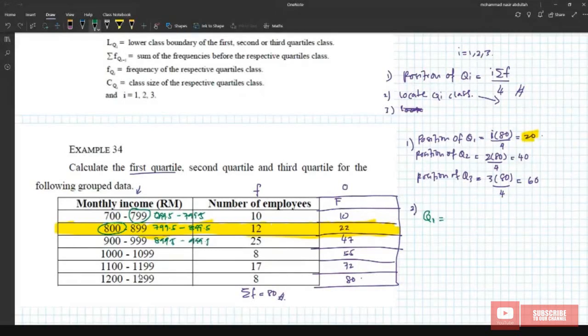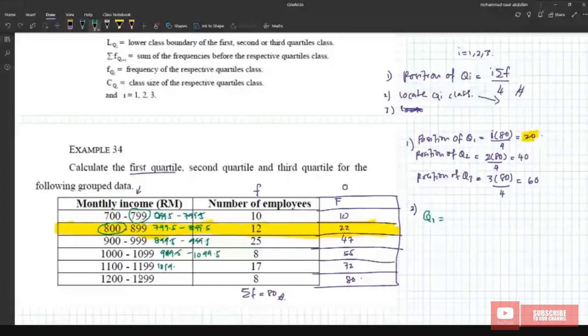And this is 999.5 to 1099.5. This is 1199.5. And this is 1199.5 until 1299.5. So the lower class limit for quartile number 1 is 799.5. So we need to plus.